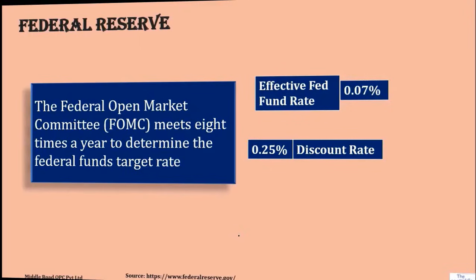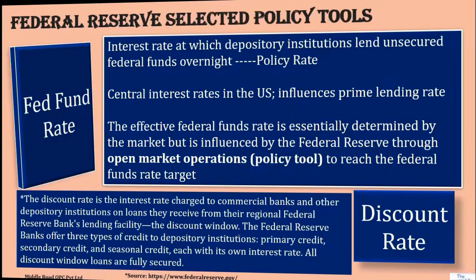Now we come to the Federal Reserve, which is the central bank of the United States of America. They track the policy rate, the effective Fed funds rate. It's known as the Fed funds rate, 0.07%, and the discount rate. Now, when we talk about the Fed funds rate, it is basically the rate at which depository institutions or banks lend to each other overnight. It's unsecured. It's determined by the market. We looked at open market operations.